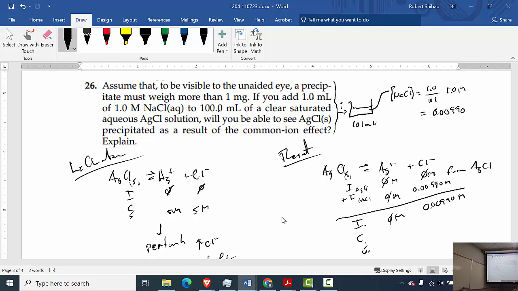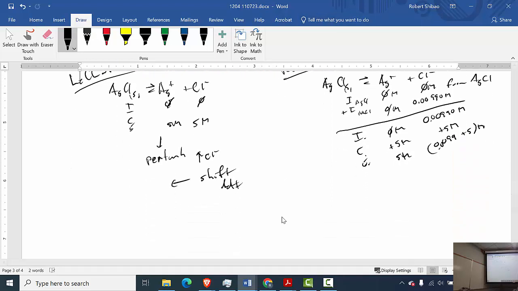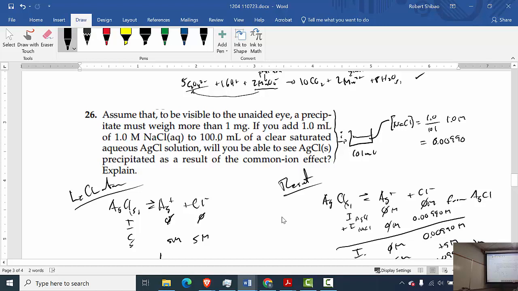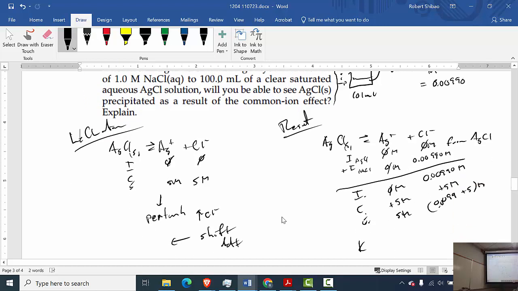Now the common ion effect means that if I already have chloride here, then what's going to happen to the solubility S? Is it going to be the same, or is it going to go down, or is it going to go up? Does solubility go down, or does solubility go up? It's going to go down, right? And so the solubility goes down. Here's what this problem is asking for. They're asking if we will see it precipitate.